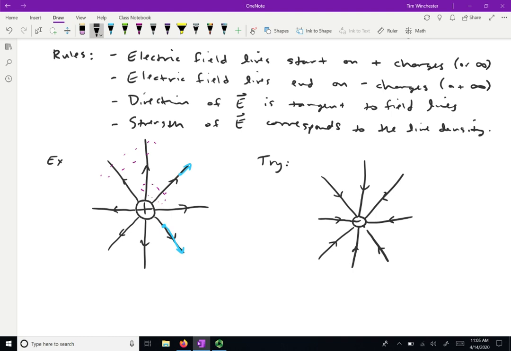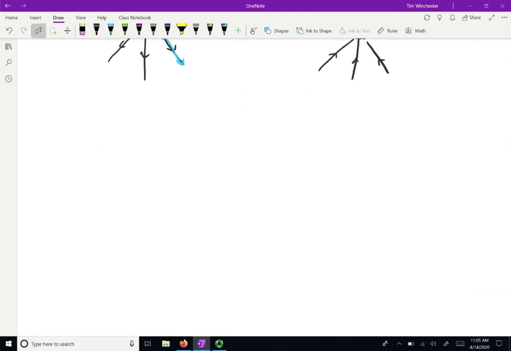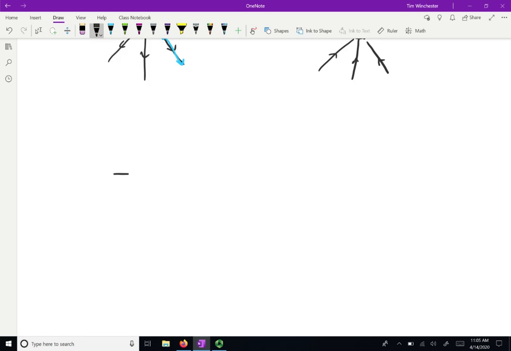Okay, so at this point it may not be clear how much better this is, but I think when we do an example with 2 charges, you'll see how much this cleans up the process. Okay, so for this example, let's say that we have a positive charge here and a negative charge here. So this time we can have the field lines start on the positive charge and end on the negative charge because both are present. So I'll just do that.